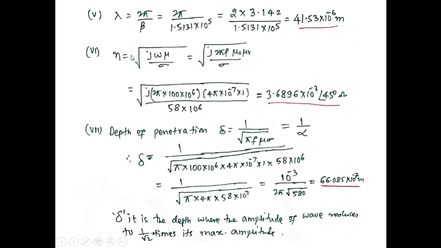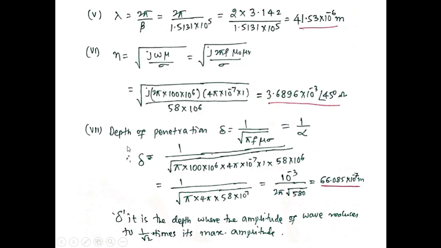And intrinsic impedance eta is equal to under root of j omega mu divided by sigma, j into 2 pi f mu naught mu r divided by sigma. So omega is equal to 2 pi into 10 raised to 8. So mu naught is 4 pi into 10 raised to minus 7 and mu r is 1 whole divided by 58 into 10 raised to 6, under root of this is equal to 3.6896 into 10 raised to minus 3 angle is 45 degree.